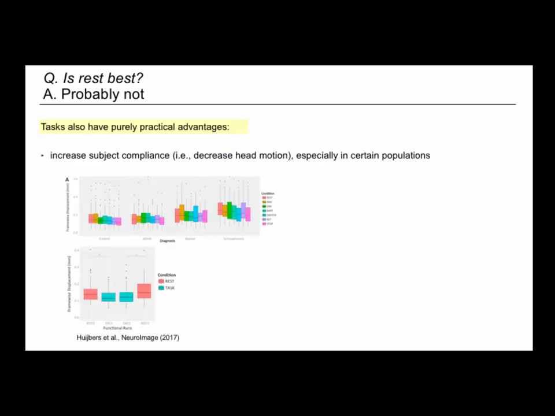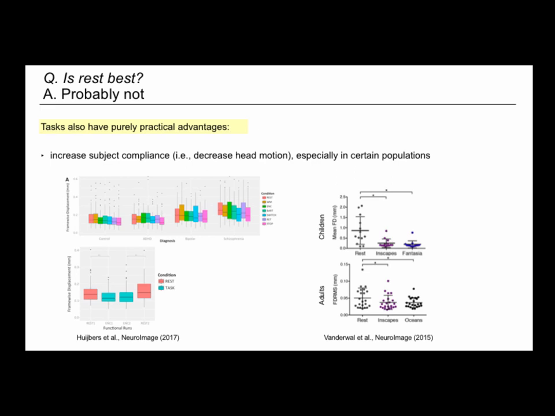Another plug for naturalistic tasks, I think Dan also mentioned this, but these tasks do decrease head motion in both children and adults. Actually, there's some evidence that any task will do this over and above rest, as long as it's not a really miserable task that people just can't do. But even just anything to do while they're in there will help them comply, and people just tend to really like movies, so that can help you out.